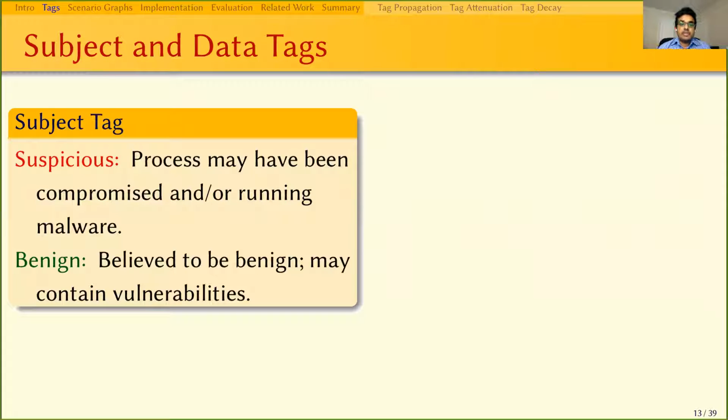Subjects or processes have 2 types of tags, subject tag and data tag, whereas objects such as files, pipes, and network can only have data tag. Subject tags can be either suspicious or benign. A subject with a suspicious tag can be considered to have been compromised, for example, running a malware. A subject with a benign subject tag is considered to be benign, but may contain vulnerabilities that can be compromised.